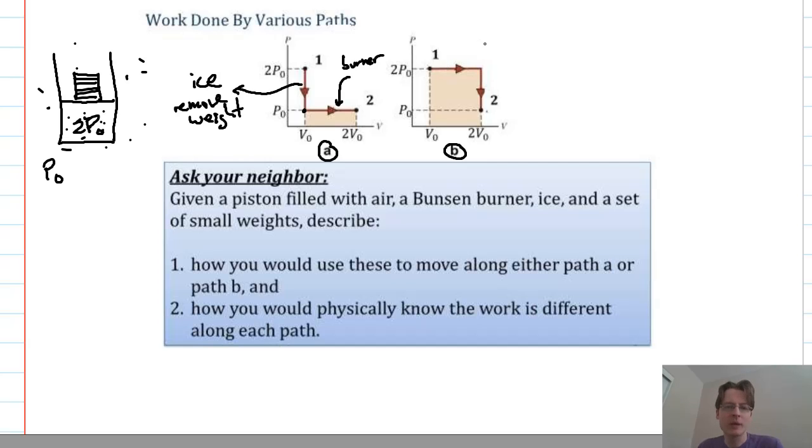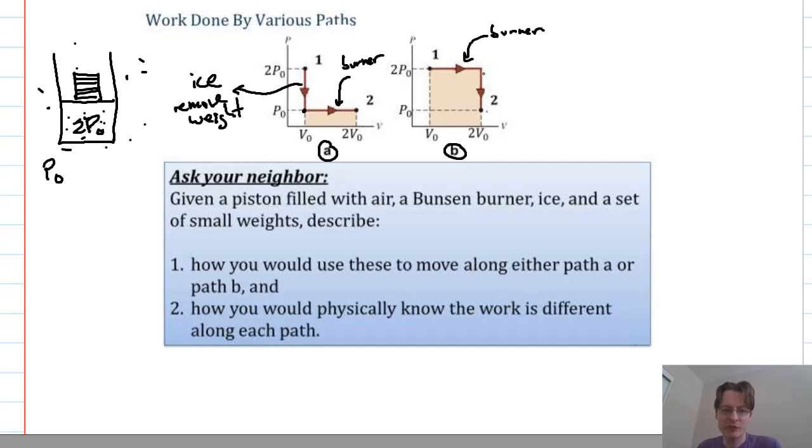How do I do that? Well, again, just put the burner. Don't change any of the weights. You got all the weights piled on it. Don't change that. That'll keep the pressure the same. You just put the burner on it. That will drive the piston upwards and lift the weights.